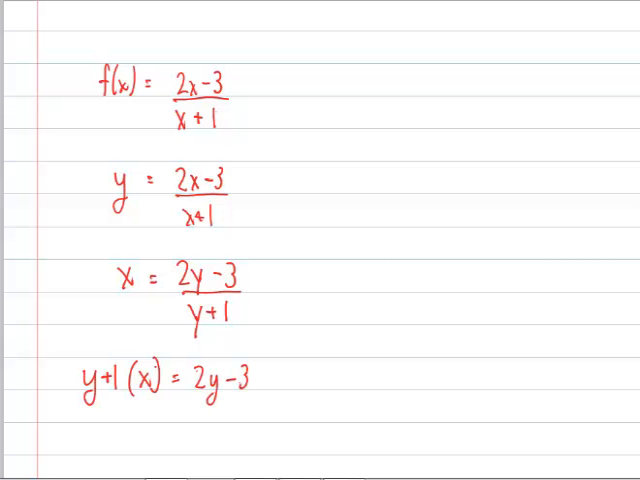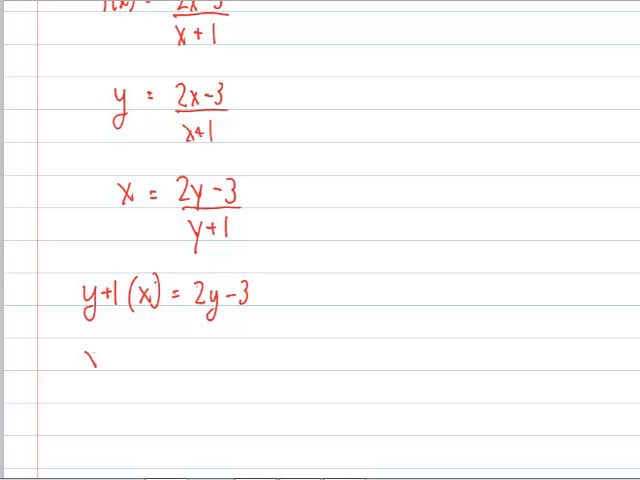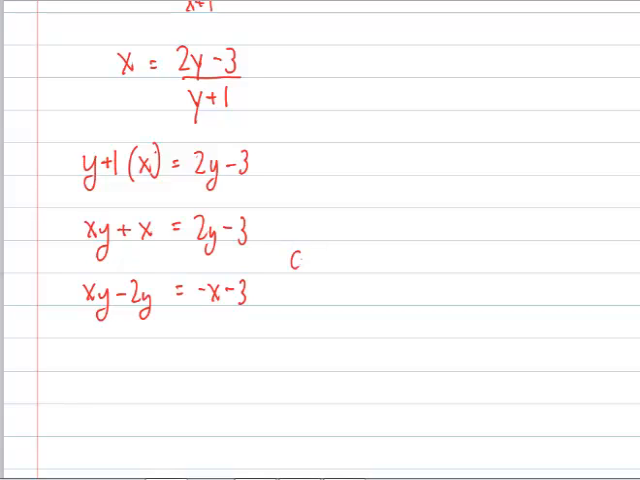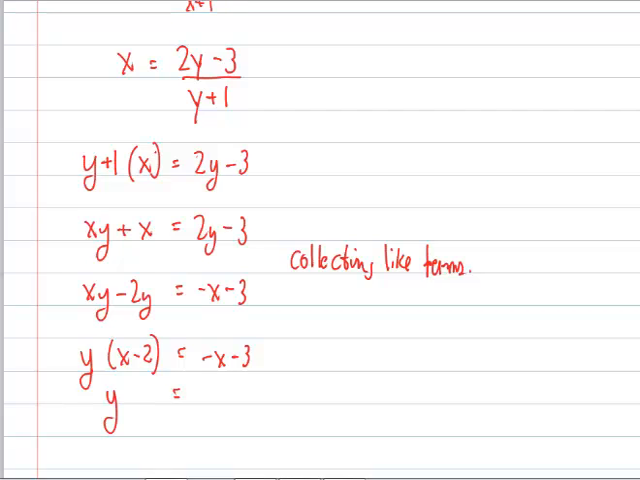And the idea is I've got to solve for y. So what I have to do is multiply. I have xy plus x equals 2y minus 3. Now this is where it becomes a little tricky. I've got to collect all my terms with y in it because I want to solve for y. So I'm going to have xy minus 2y equals negative x minus 3. Here I'm collecting like terms. Now I've got to factor a y out, because I'm solving for y, and I've got y times (x minus 2) equals negative x minus 3. So I'm going to divide by x minus 2. So I've got y equals (negative x minus 3) divided by (x minus 2).